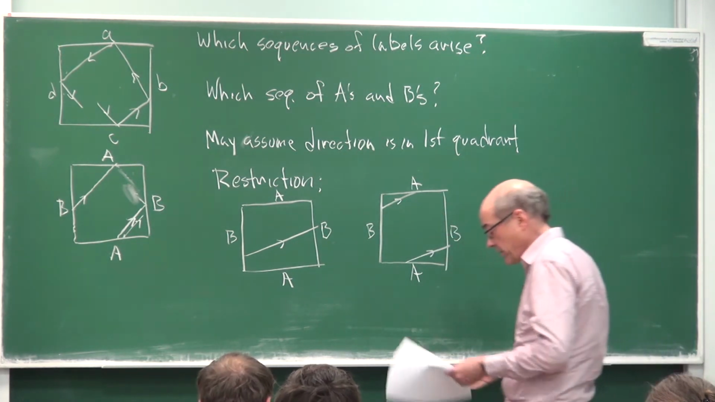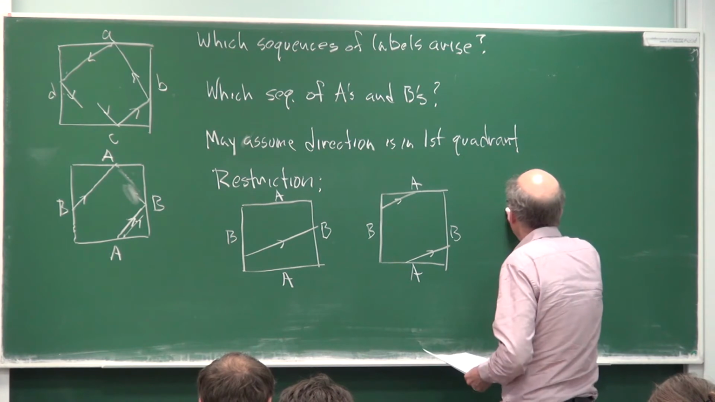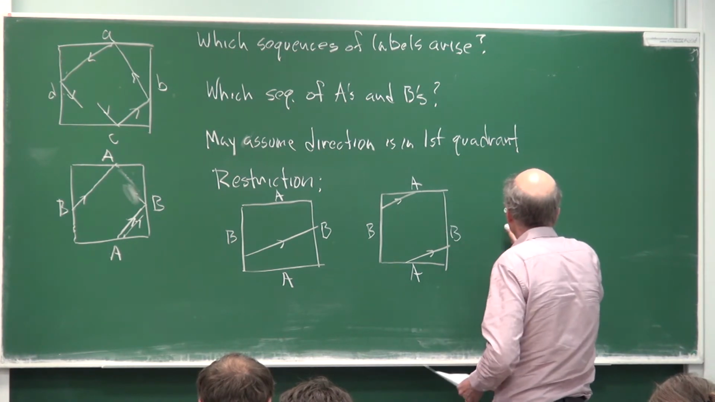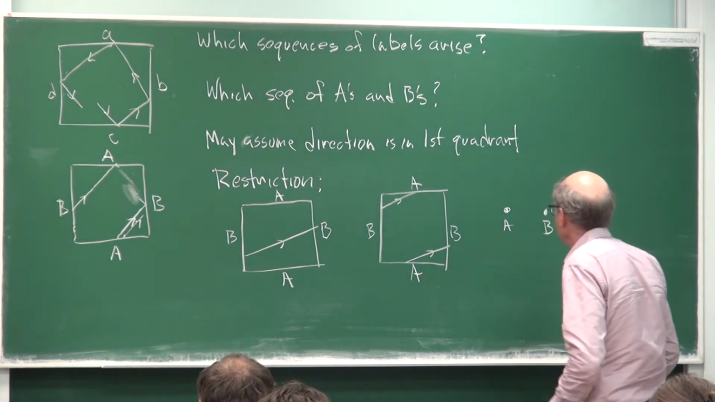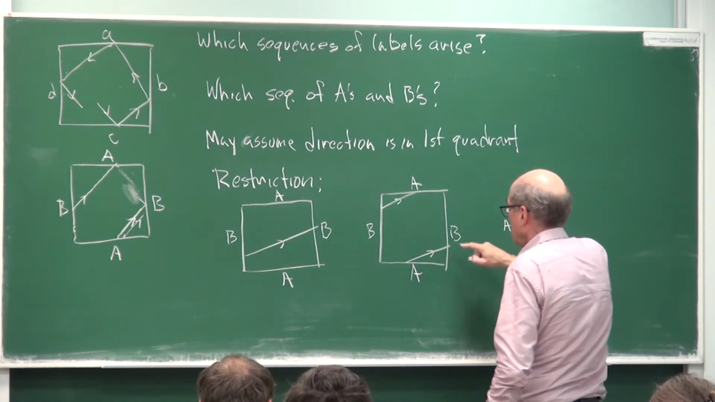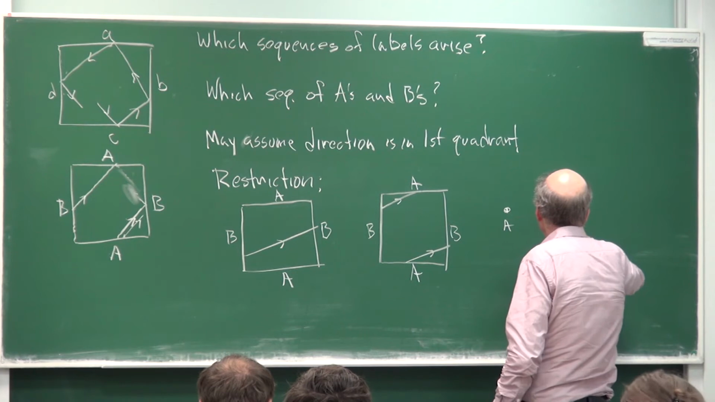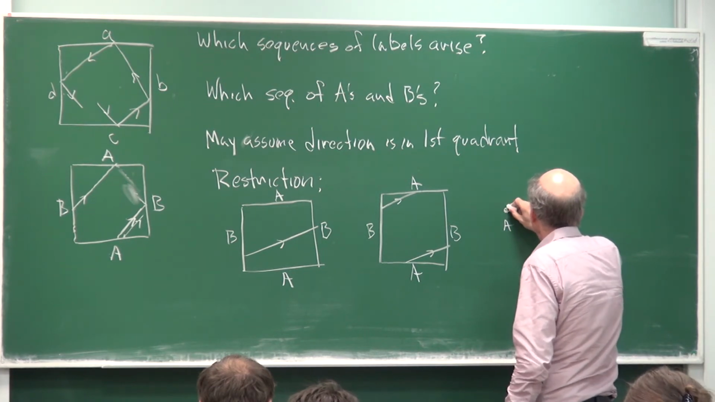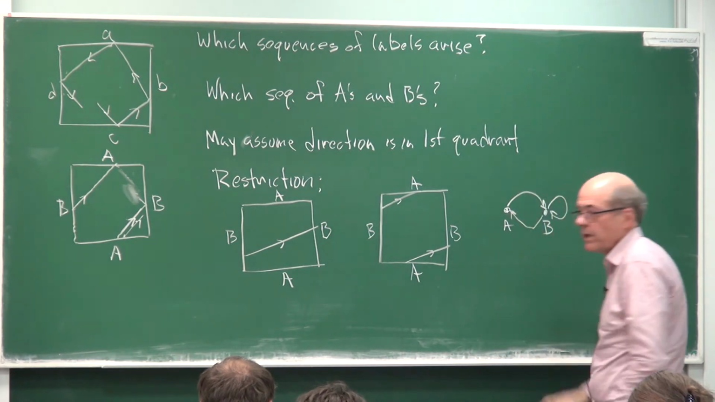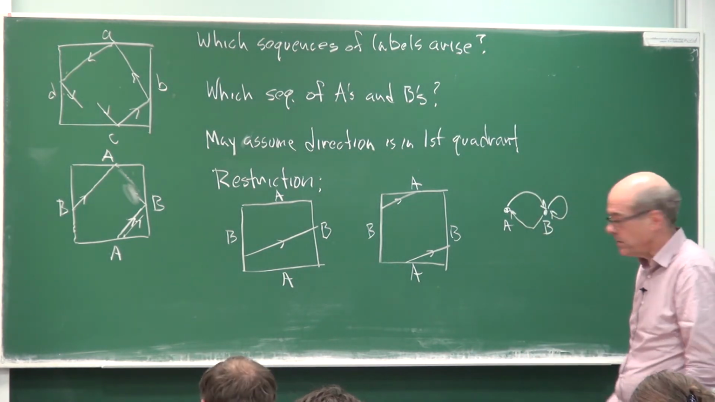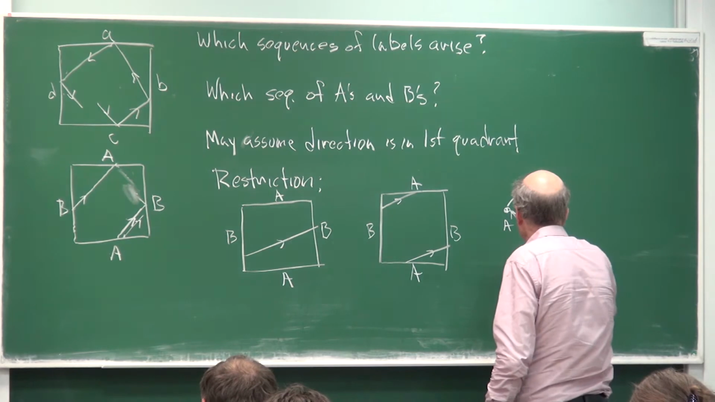So we could think of such a trajectory as being described by a transition diagram where we're allowed to have two B's. B can follow B, B can follow A, A can follow B, but we're not allowed to have two A's. Okay, let's call this diagram 0.